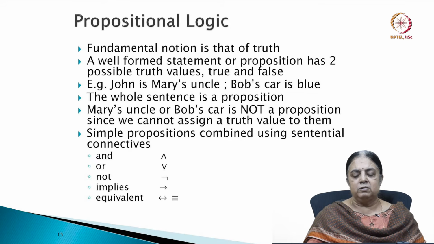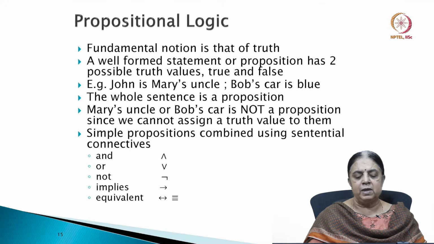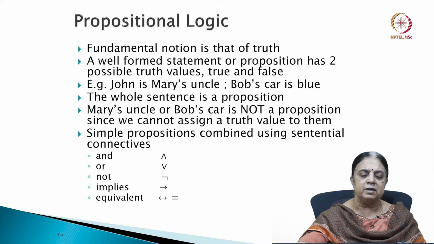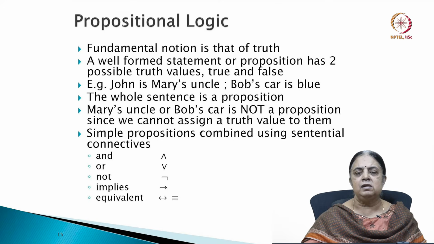So we can say that a proposition is the complete sentence. And you have simple propositions, and these simple propositions can be combined together to make more complex propositions. So you have to use connectives for that. Two sentences can be combined by using things like and, or, not, implies, or double implication or equivalent. So what you are doing here is using a connective to combine two sentences into a single proposition.